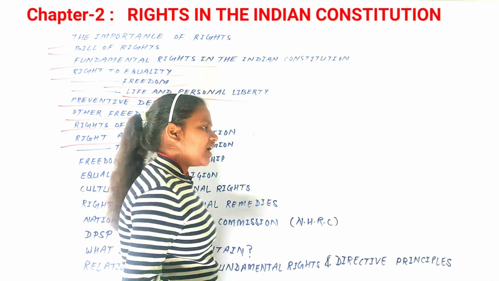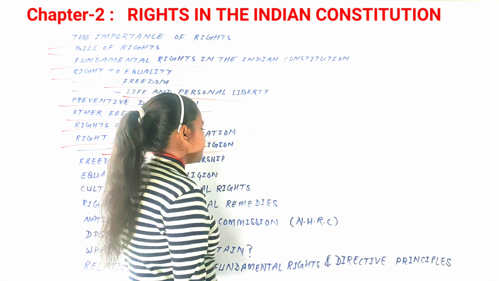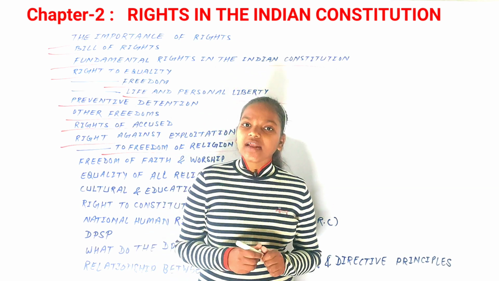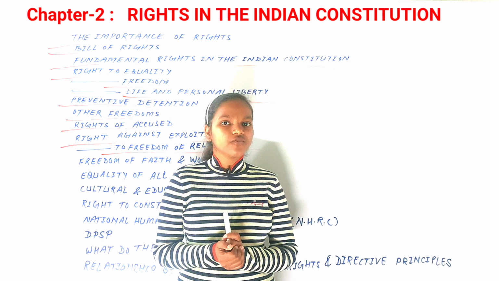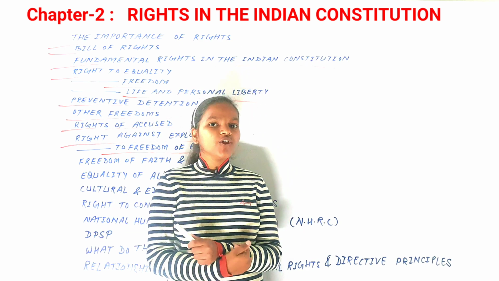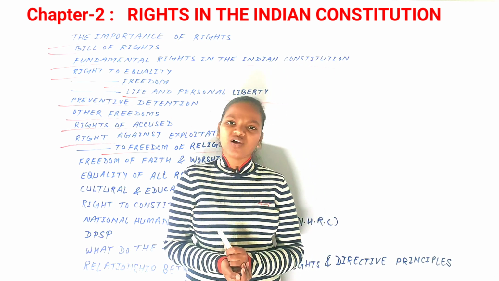Then moving on, we have the next right, that is the right to freedom of religion. Now after the right against exploitation, we have the fourth fundamental right, that is the right to freedom of religion. Now you know that India is a secular country. You must have heard this phrase a lot of times.